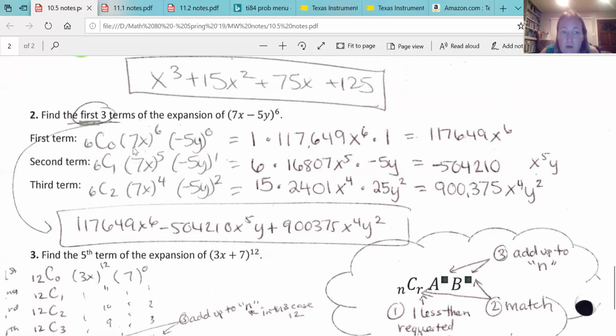So again, find the value of 7 to the 6th, 7 to the 5th, 7 to the 4th, and negative 5 to the 0, negative 5 to the first, negative 5 squared. Because it's negative, again, you're going to be alternating with your signs. A negative to an odd will be negative, but the others will be positive. Multiply across, and there are your first 3 terms.